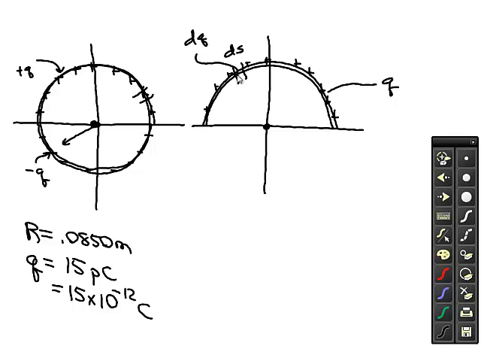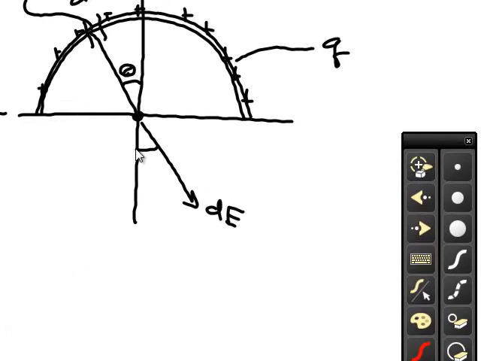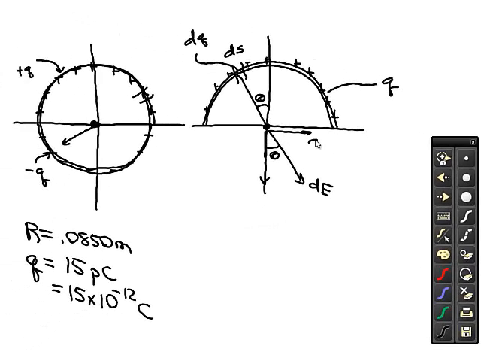Okay? That piece of the ring here is going to create an E field in that direction, a little piece of the total field. And let's call this angle theta, and this angle theta. And when you break this guy down into components, I've got dE sine theta, dE cosine theta.